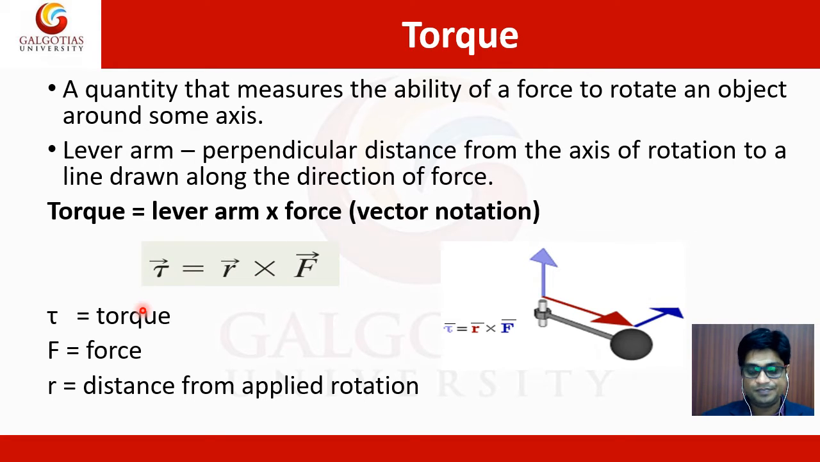It is a vector quantity, so it has a direction. As you can see from the last slide, if it moves clockwise, then the direction is negative. If it moves anti-clockwise, then the direction is upward, meaning the positive z direction. So from the mathematical definition, torque is r cross F, where tau is torque, F is the applied force, and r is the distance from the applied force. In this way, you can understand that torque is the tendency to rotate an object about a fixed axis.